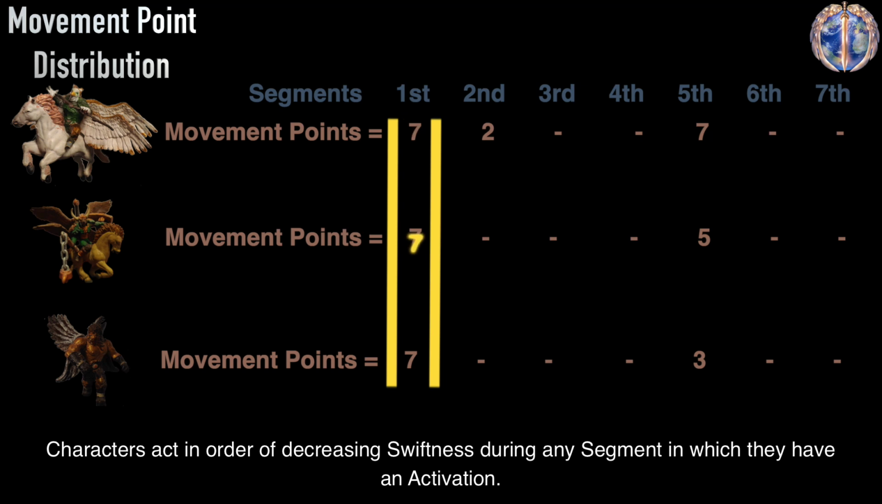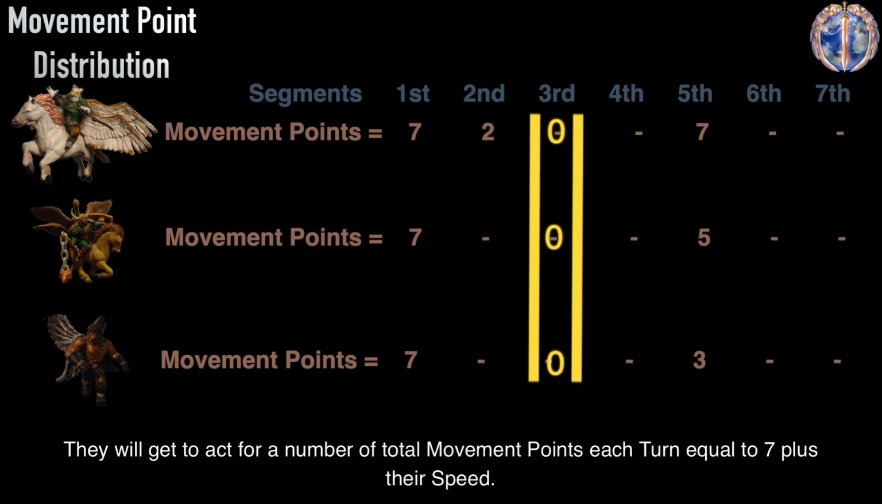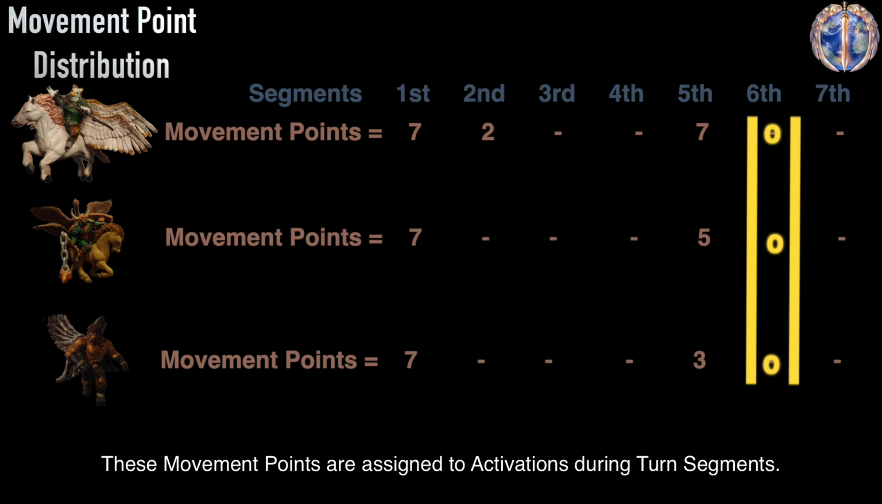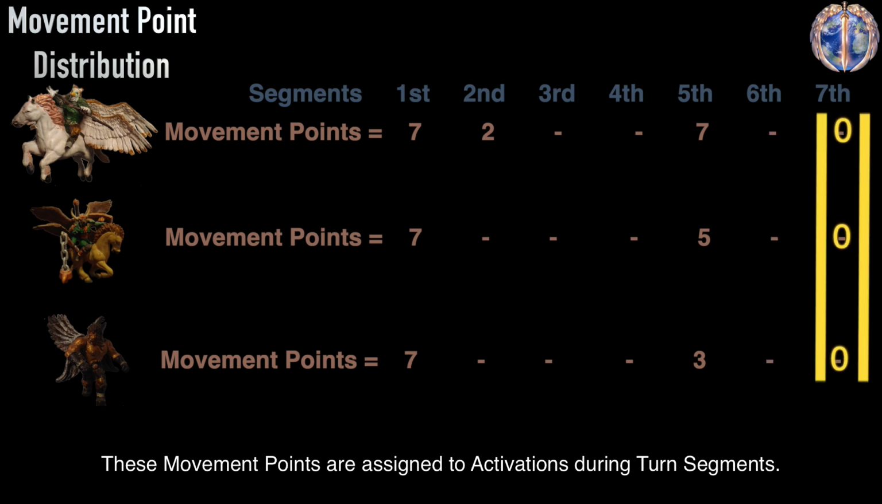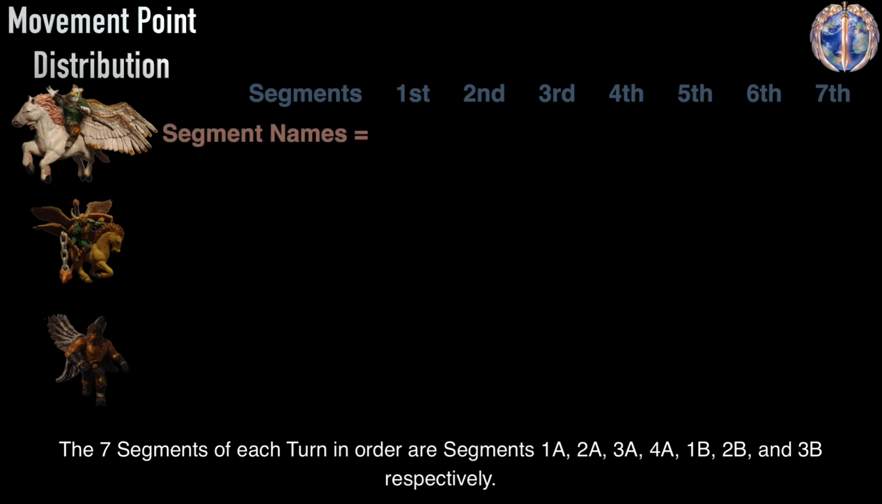Characters act in order of decreasing swiftness during any segment in which they have an activation. They will get to act for a number of total movement points each turn equal to 7 plus their speed. These movement points are assigned to activations during turn segments. The 7 segments of each turn in order are segments 1A, 2A, 3A, 4A, 1B, 2B, and 3B respectively.